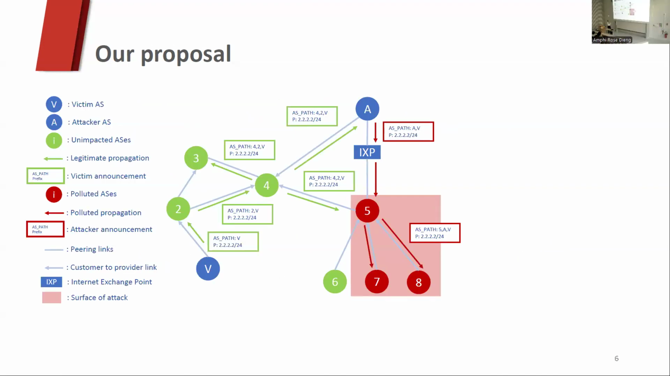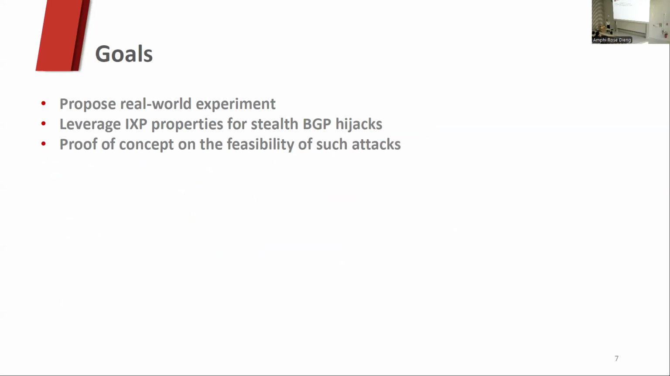Very briefly, the threat model we have in mind: the same topology, but now we have an attacker, A, peering at an IXP, which announces the route of the victim to peer 5. And because of the valley-free rule, which is a specificity of BGP, the route is only propagated to the clients of 5. And we can very easily check that those ASs do not have BGP monitoring, and we still have a route back to the victim. And so, yeah, the goal is to focus on real-world experiments and to use IXP properties to perform those stealth BGP hijacks. Thank you very much.